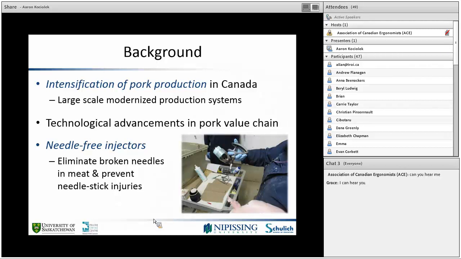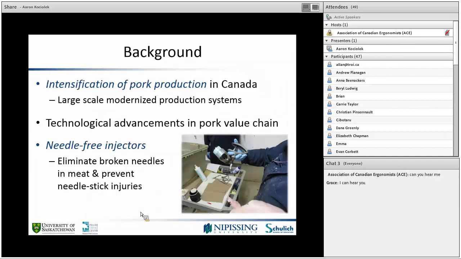Often what happens with ergonomic redesigns or changes or interventions is that these interventions happen, but not necessarily with a whole lot of assessment in terms of what that change will do. So there are some obvious benefits here in terms of what a needle-free injector would do, but our argument was that there needs to be a more complete process involved in assessing what the net benefit is for using a new technology like this.